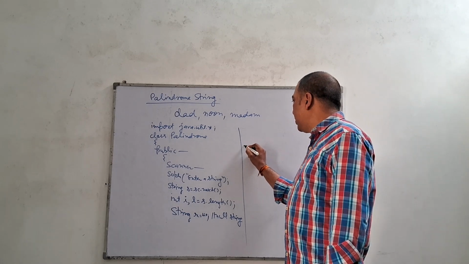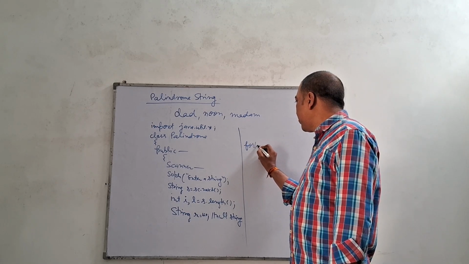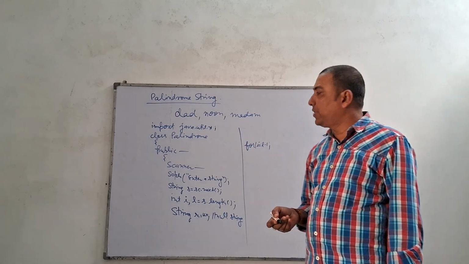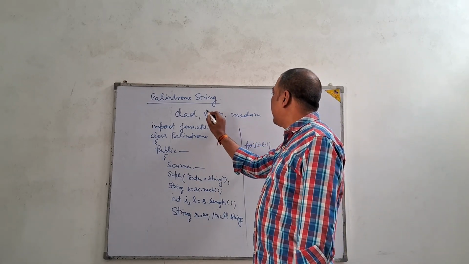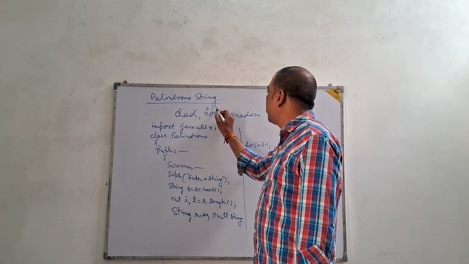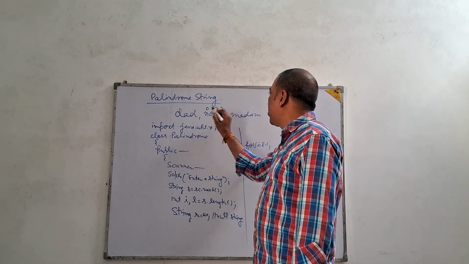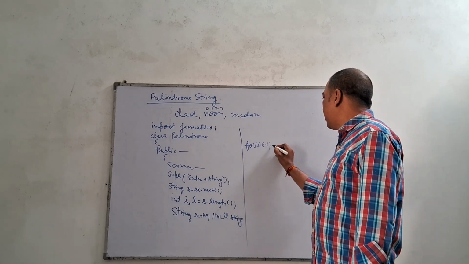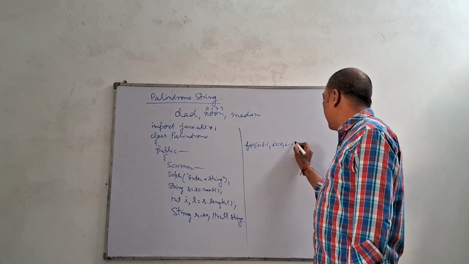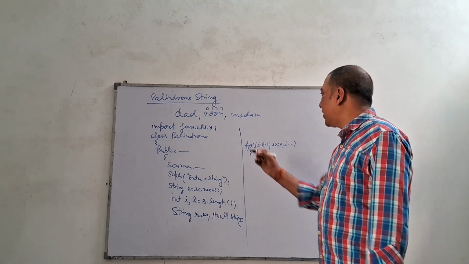The first method will run a reverse loop for i equal to l minus 1, because the last index of any string is l minus 1. For example, this noon has length 4 but the indexes are 0, 1, 2, 3. So we will start a loop from 3 to 0, from l minus 1 down to 0, i minus minus.